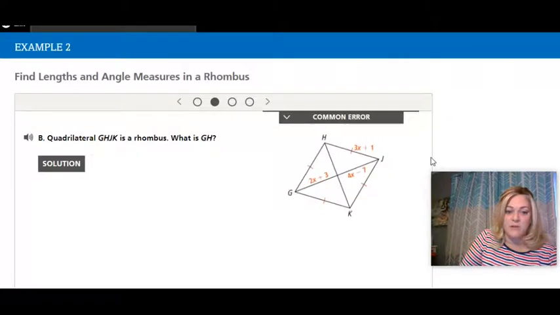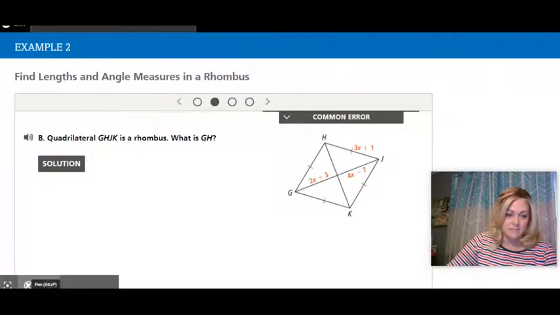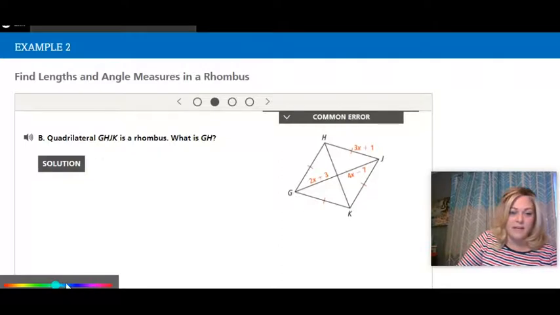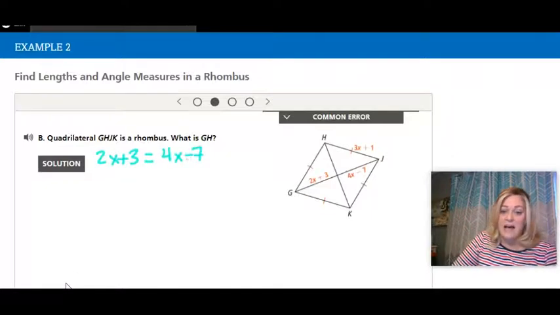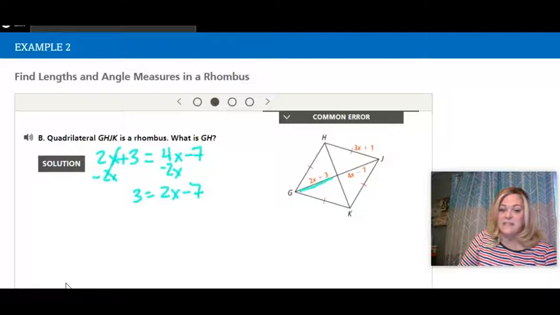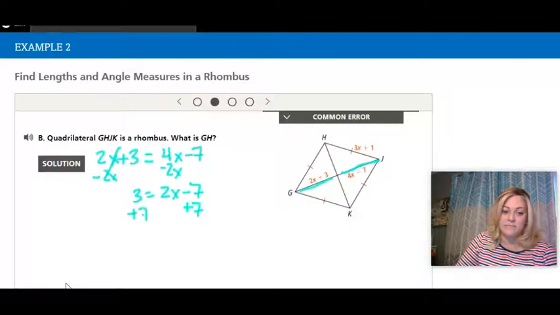So I'm going to have 2x, oops, let me get the pencil. I'm going to have 2x plus 3 set equal to the other side of the diagonal, 4x minus 7. I'm going to solve for x. So I'll subtract 2x on both sides. So I have 3 equals 2x minus 7. Again, I'm setting this equal to this right there. Add 7 to both sides. So I have 10 equals 2x. I'm in the home stretch. I'm finding x. I'm going to divide by 2 on both sides. And I should get that x equals 5.